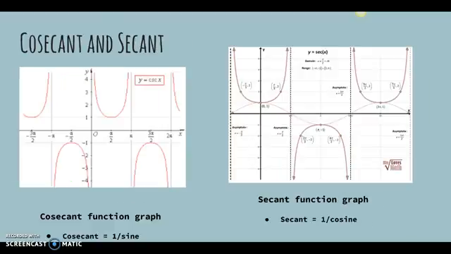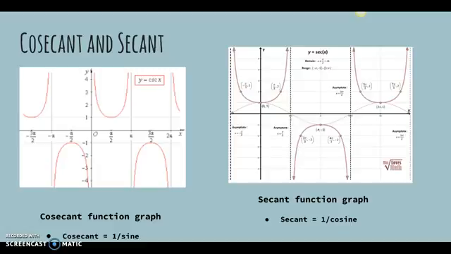So for the cosecant function graph, it's the reciprocal of sine. So cosecant is 1 over sine. Its asymptotes are at 0 and pi, and then 0 and negative pi. And then for secant, its reciprocal is cosine. It's 1 over cosine, and its asymptotes are negative pi over 2 and pi over 2.